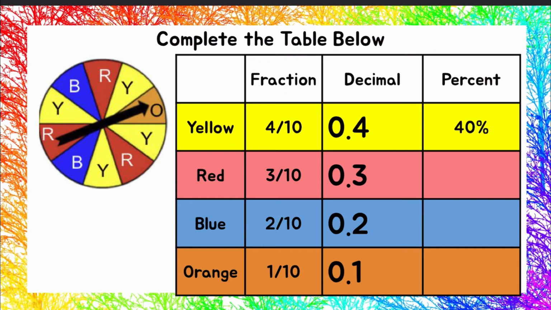Let's see if we can complete this table below. Let's start with red. So red is 3/10 of the spinner, which is 0.3. What is 0.3 as a percent? Well, you could maybe follow the logic here. If 0.4 is 40%, 0.3 would be 30%. What is 0.2 as a percent? That would be 20%. And what's 0.1 as a percent? That would be 10%.